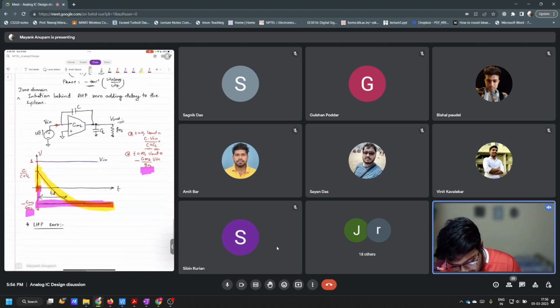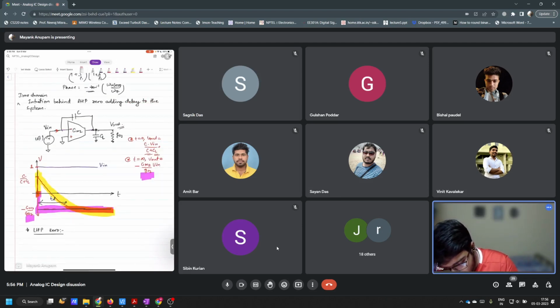Let's again take the second path only. This example again.